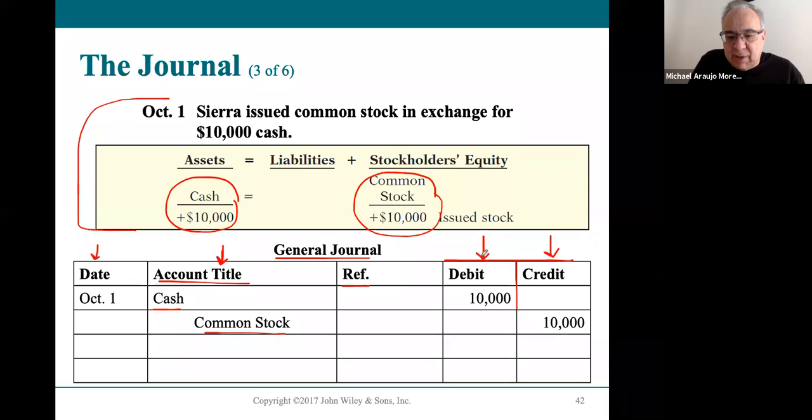The debit column is the first column the numbers go in the journal. So we always will start with what account is debited first. We will end with what account is credited. So common stock is credited, and you'll see the 10,000 in the credit column. Notice too that common stock, the account that's credited, is indented a little bit in a journal. So that's what you'll see in a journal.